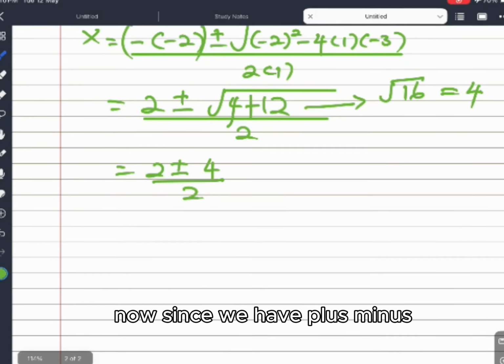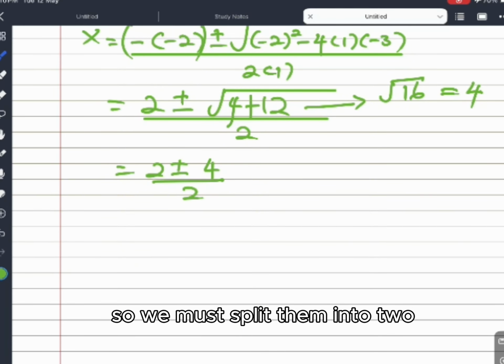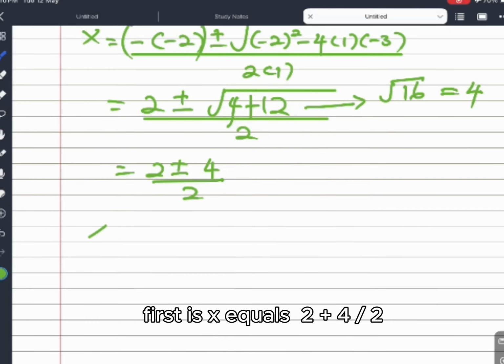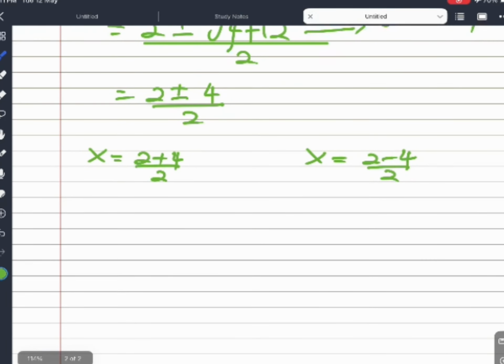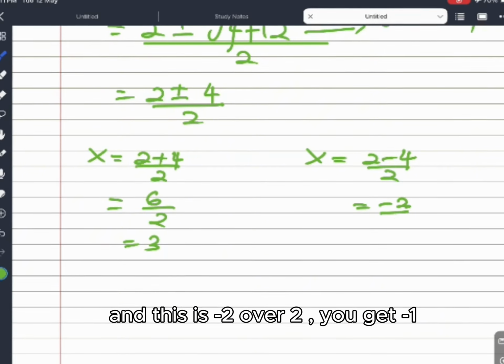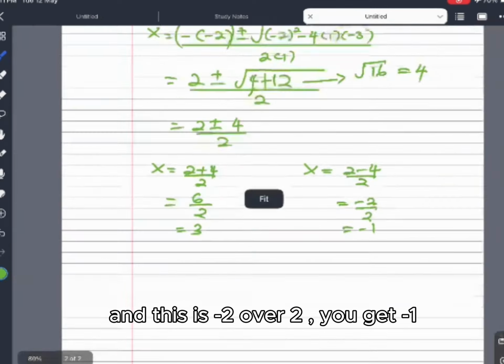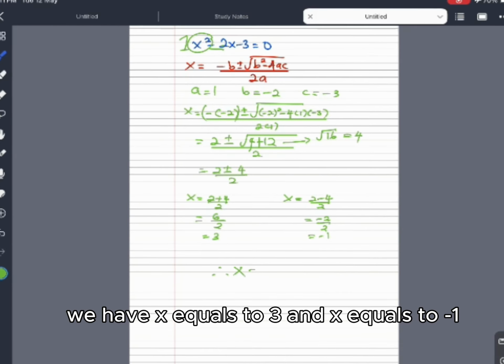Now since we have plus, minus, we have two different operations here. So we must split them into 2. First is x equals 2 plus 4 over 2. One more is x equals 2 minus 4 over 2. This one will result in 6 over 2, which is just 3. And this is negative 2 over 2, negative 1. So that's it. We have x equals 3 and x equals negative 1.